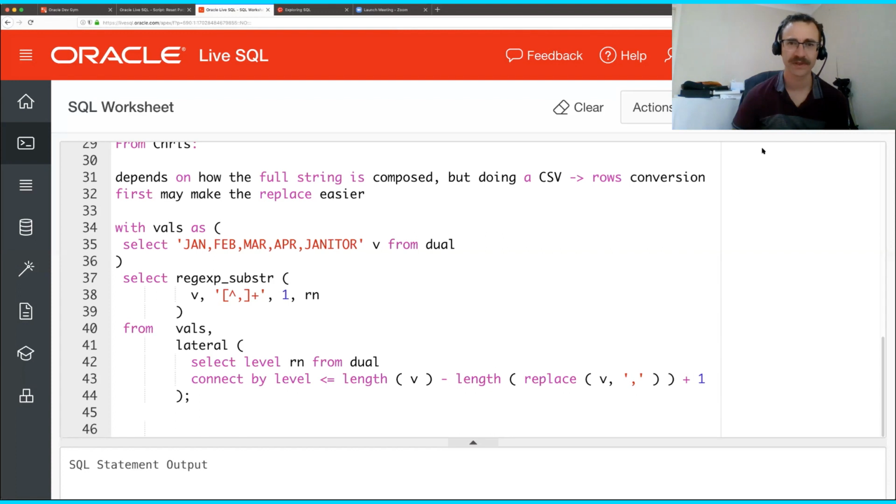So lateral is something we added in 12c, and this is where you want to join two tables, but not in the join clause, if that kind of makes sense. Basically, we're selecting from vowels, and we want to pass a column from that into a subquery. And so lateral enables us to do that.